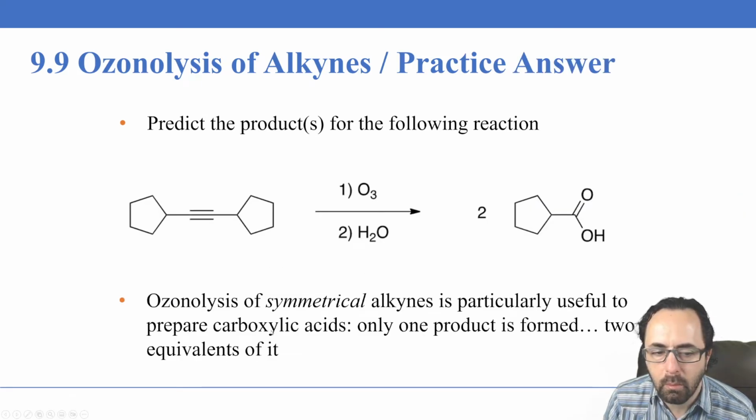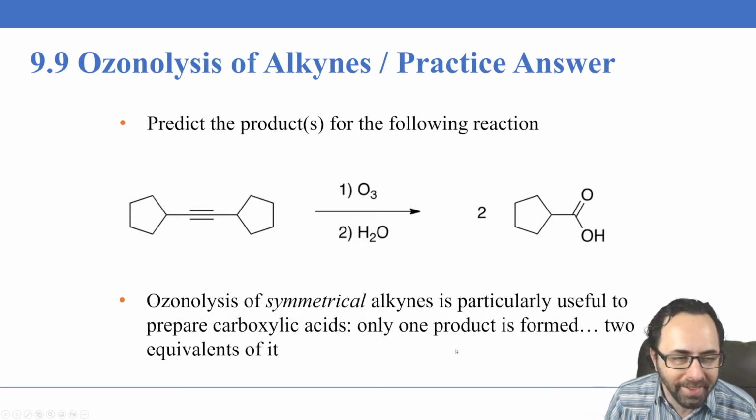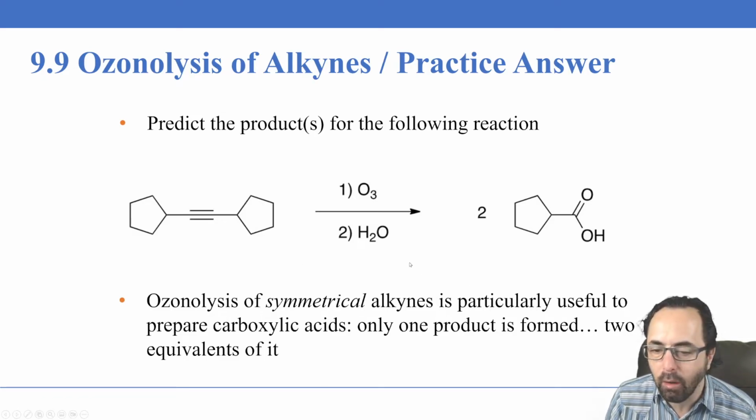So there's the product. Ozonolysis of symmetrical alkynes is very useful to prepare carboxylic acids because you only get one product, so you don't have to worry about separating two different products. If you have a symmetrical alkyne, you'll get all the same product, which is useful when you're just trying to make something and you want it all to be the same and not a mixture of all kinds of different things.